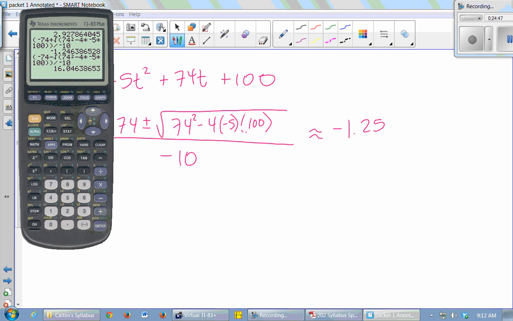And I get 16.05. And that one doesn't make any sense, so it's got to be 16.05 seconds. So now we know when it hits the ground after about 16 seconds. How can I know how fast it's traveling when it hits the ground?